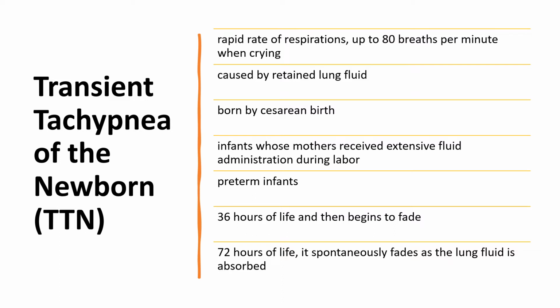Infants born by cesarean birth are probably more prone to develop this form of respiratory distress, and the transient tachypnea of newborn peaks in intensity at approximately 36 hours of life and then begins to fade. Typically, by 72 hours of life, it spontaneously fades as the lung fluid is absorbed and respiratory activity becomes effective.